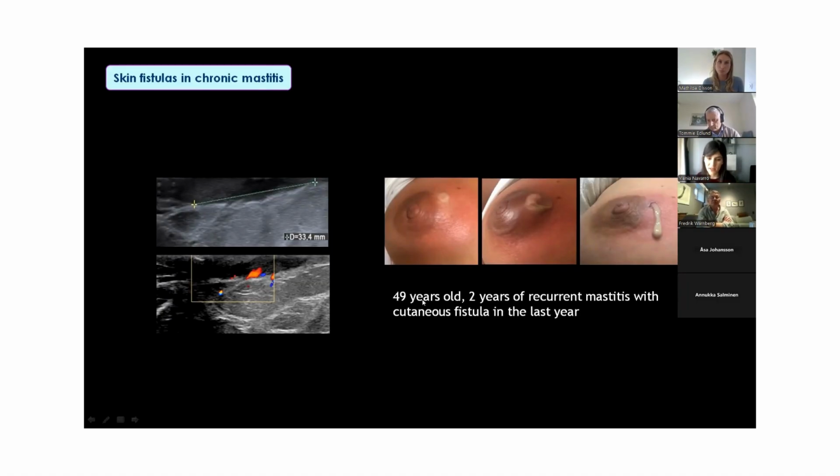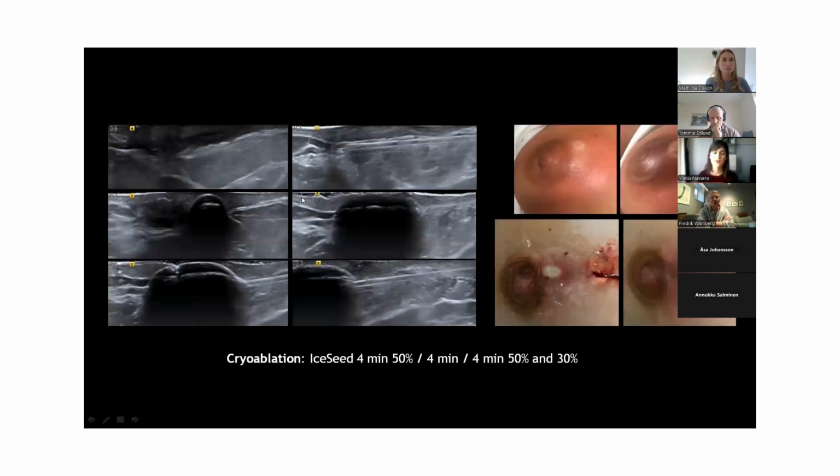She was a 49-year-old woman with 2 years of recurrent mastitis. You can see here the episodes of acute mastitis. And she had a skin fistula in the last year. This is the fistula in the ultrasound. So this is the procedure.